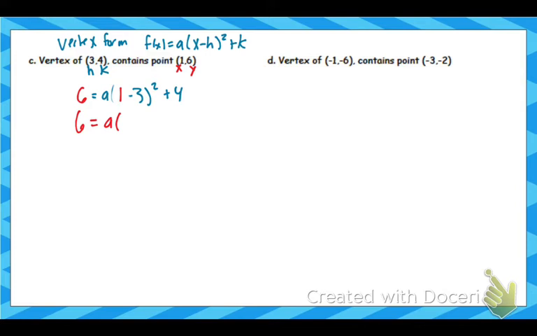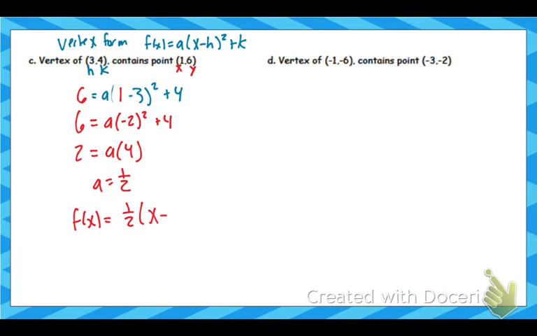So 1 minus 3 squared would be negative 2 squared. I'll subtract that 4. Negative 2 squared is 4. Divide by 4, and then I get my value of a. So once I know what a is, I can rewrite this in vertex form. So now to write it in standard form, we're doing the same thing that we did on the previous question. So again, I will go ahead and multiply this out.